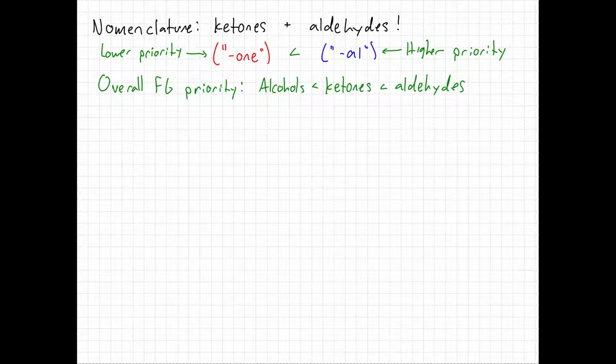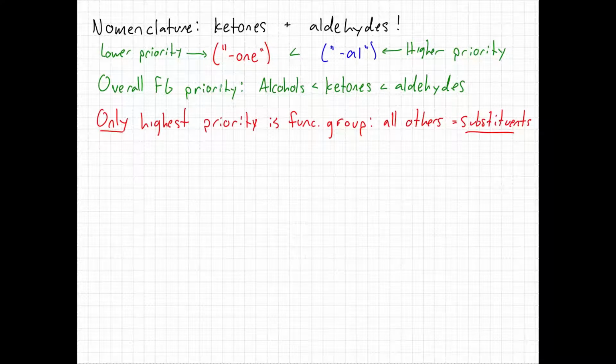Overall, we've talked about three functional groups now: alcohols, ketones, and aldehydes. Of those, the alcohols are at the bottom of the list, the aldehydes are at the top of the list. We'll expand on this list later as we add more functional groups. Only the highest priority functional group is counted as the functional group. Any others on a compound are named as substituents.